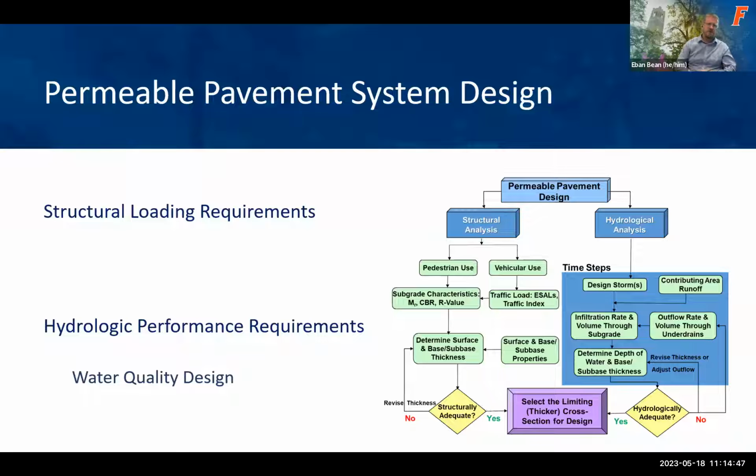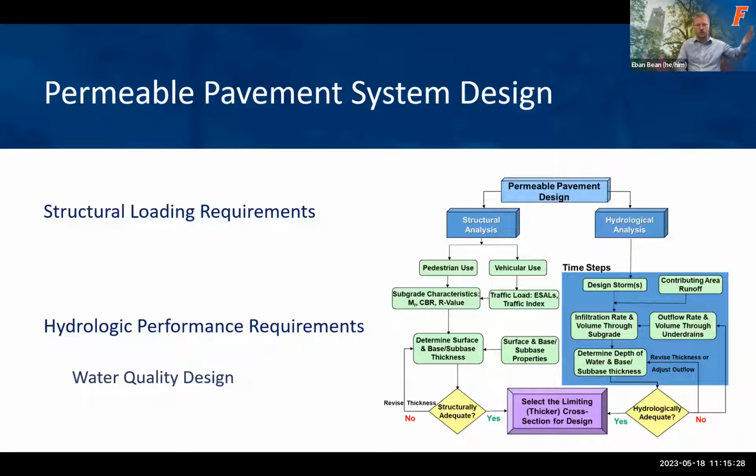When we look at permeable pavement system design, there are two primary aspects that always have to be considered. Whichever one is the most restrictive, or requires the greatest profile, is the one that drives the design. The great thing about permeable pavements is that you can use them for your stormwater management, but you can also use them for traffic loading. So there's a balance here between the structural loading and the hydrologic performance, and you have to design for both of those.